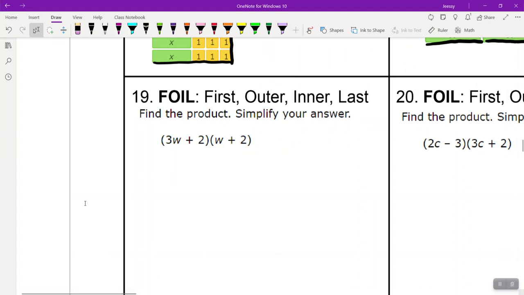All right, so what about when we don't have tiles? Real life, you ready? I'm going to teach you foiling. First, outer, inner, last. Basically the distributive property, which I already taught you, but here we go.